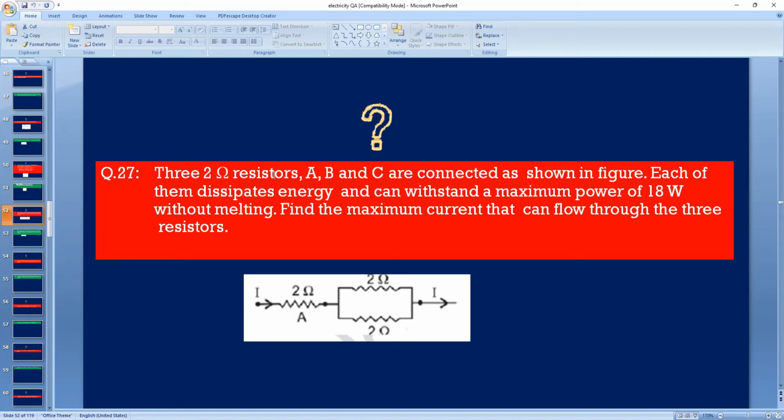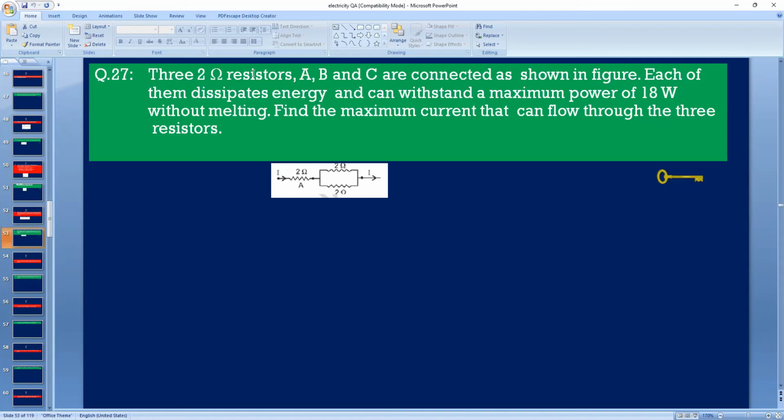Three 2 ohms resistors A, B, C are connected as shown in figure. Each of them dissipates energy and can withstand a maximum power of 18 watts without melting. Find the maximum current that can flow through the 3 resistors. Now, here these 2 resistors are in parallel. So 1 by R is equal to 1 by 2 plus 1 by 2 is equal to 1, so R is equal to 1 ohm, which is in series with the 2 ohms resistor. Total resultant resistance is 3 ohms.